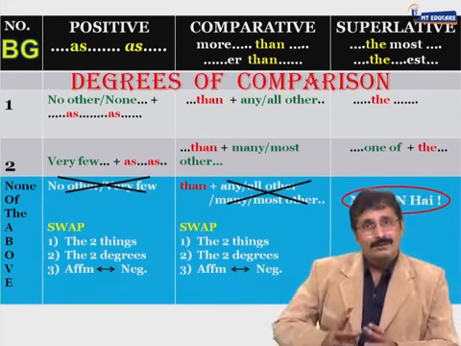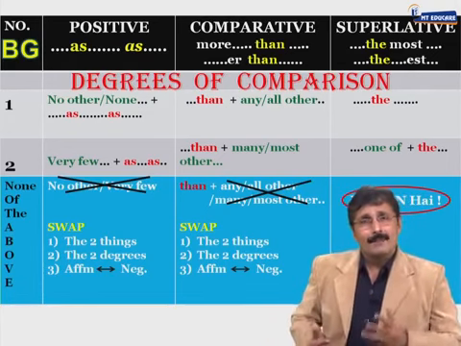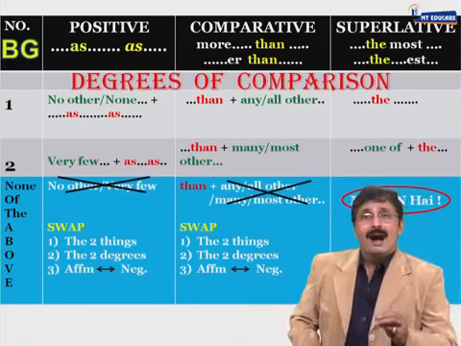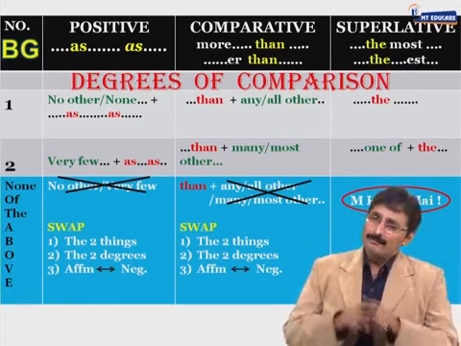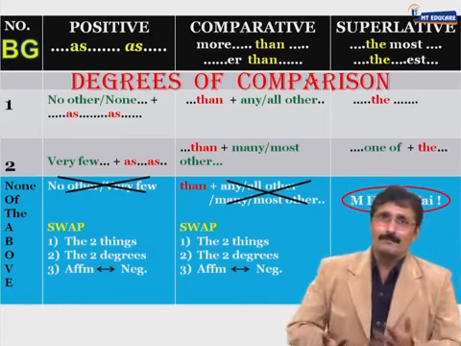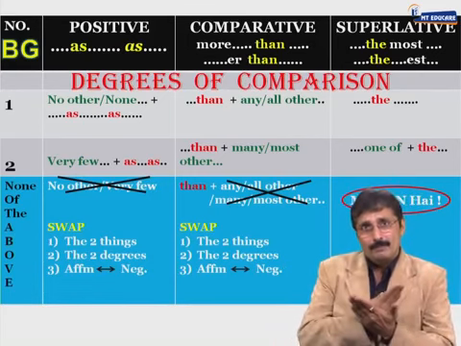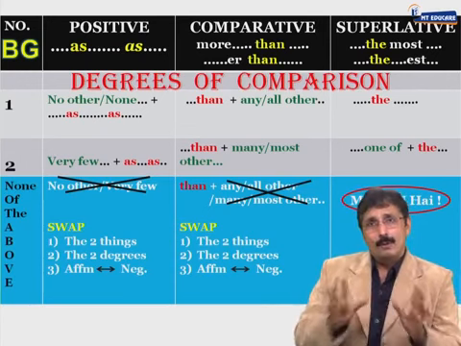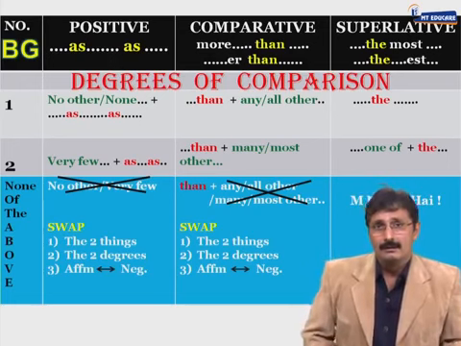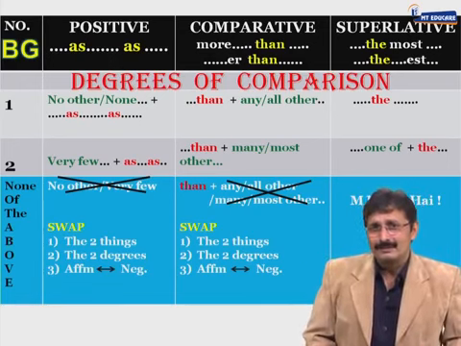अगर positive के start में no other, none, nothing, very few ऐसा कुछ भी ना हो या comparative में than के बाद any other, all other, many other, most other कुछ भी ना हो, ऐसा sentence का superlative मुश्किल ही नहीं, नामुमकिन है. ऐसा sentence positive से comparative, comparative से positive बनेगा और उसके लिए एक ही formula है swap. Swap the two things, swap the 2 degrees, swap affirmative and negative. That's it. Of course, the question is, sir, कोई टेढ़ा मेढ़ा sentence दो ना sir, कोई challenging sentence.